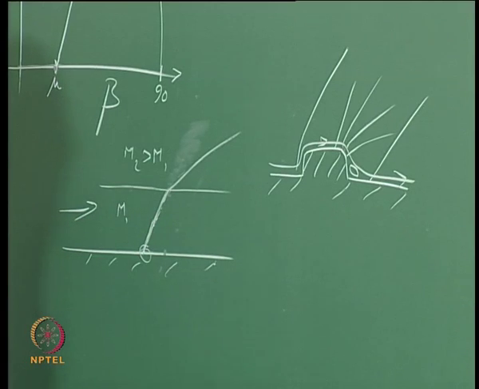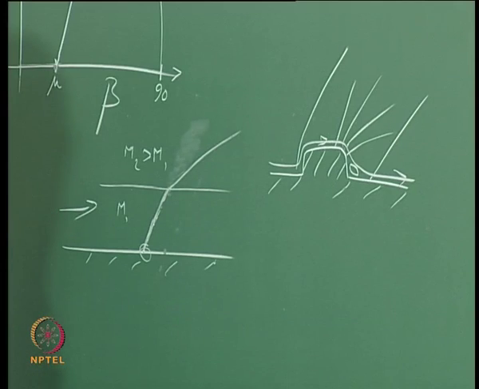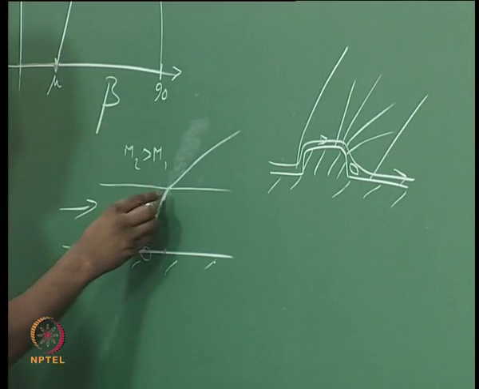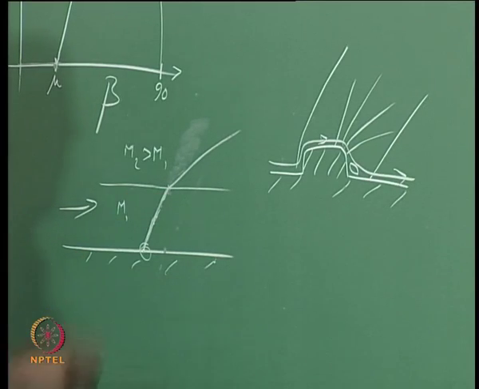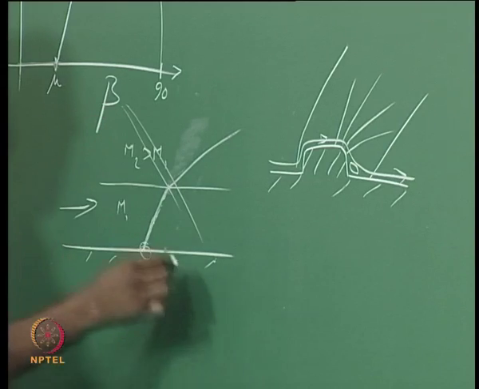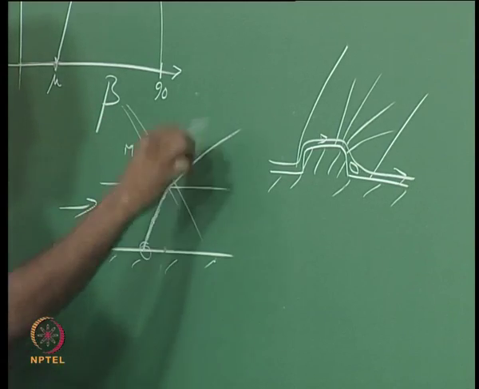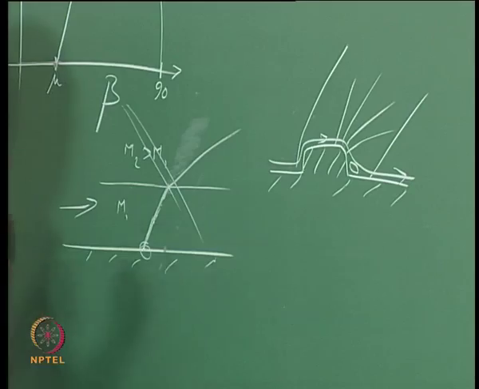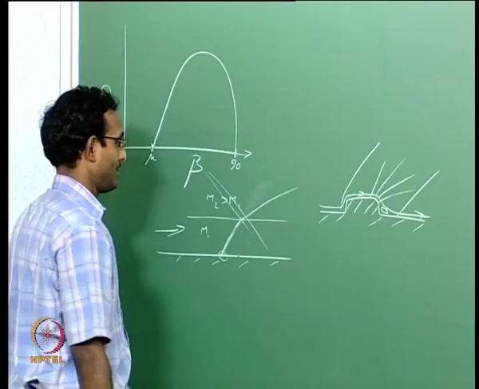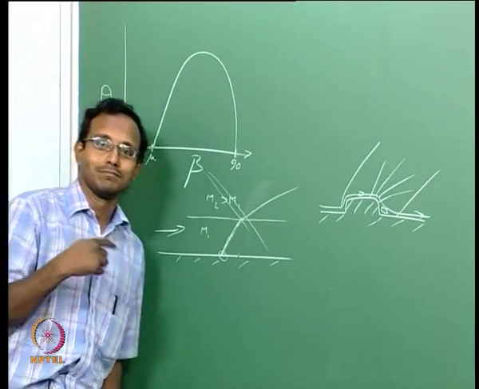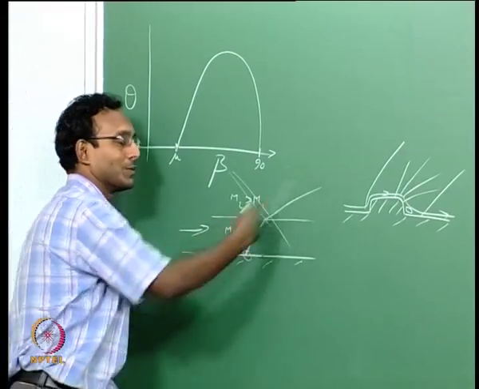You cannot, but I am just theoretically thinking something like this. If such a thing happens, then this will happen. How will I practically make this happen? My Mach number should increase after this point, so put an expansion fan in here. If I send an expansion fan, after the expansion fan my Mach number will change, and because of that my shock should change.